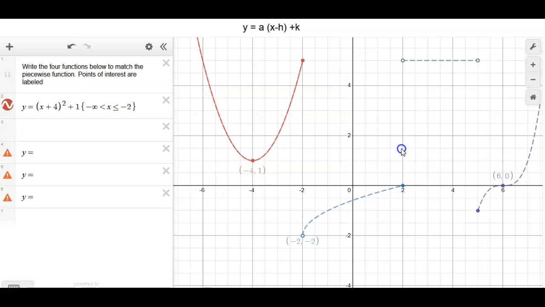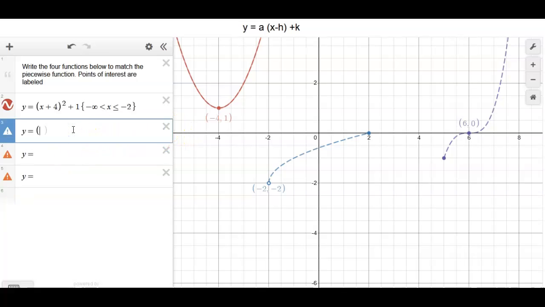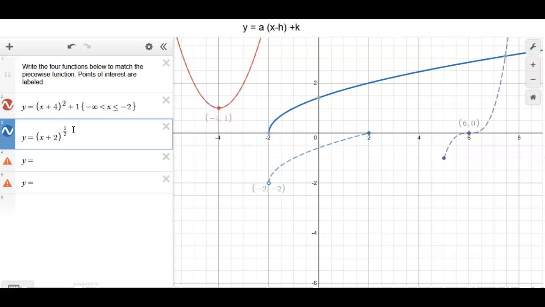With the blue function down here, this one is a square root function. And typically it starts at 0, 0, and we can see that it's shifted left 2 and down 2. So we can do either the square root symbol or we can do the exponent of 1/2. I prefer the exponent of 1/2. So we're shifting it left 2, and we're shifting it down 2.